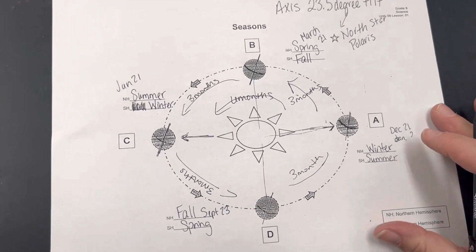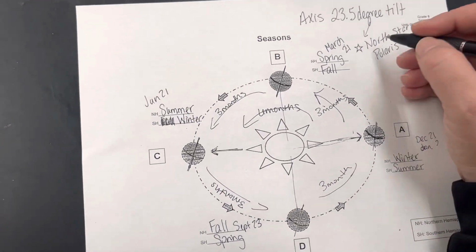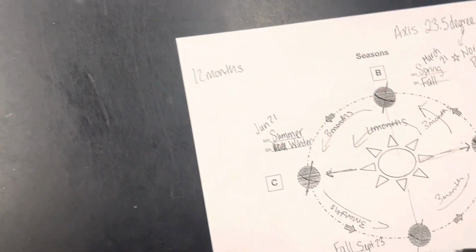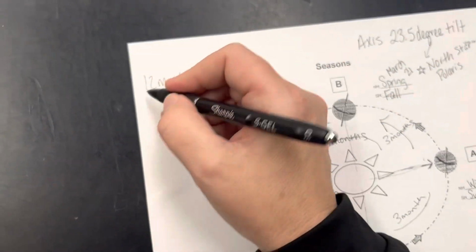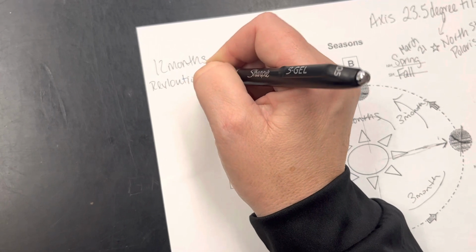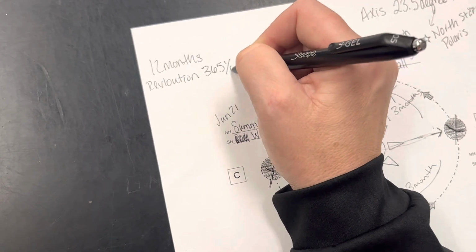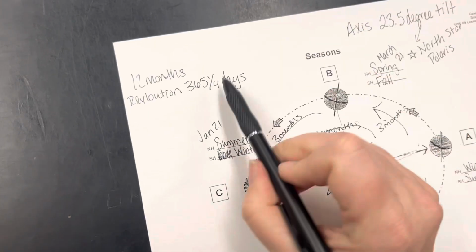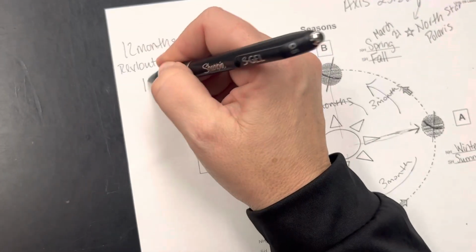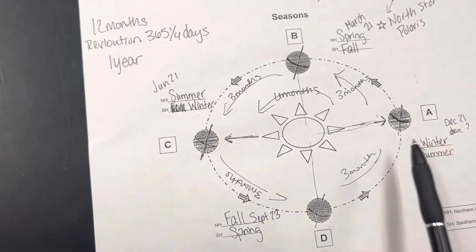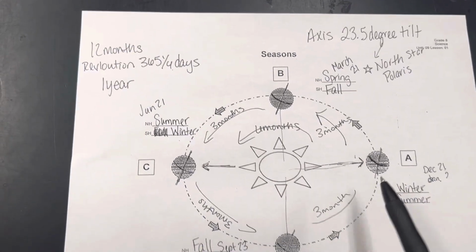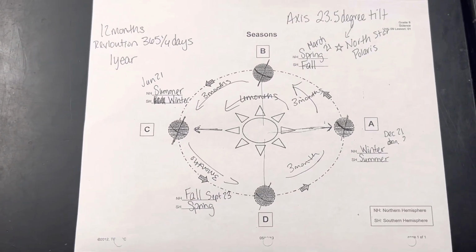We have 12 months in a year, so we have 12 months that make this beautiful revolution around the sun. The revolution takes 365 and a quarter days. Remember, we have leap year, so that's where that quarter day comes from. That equals one complete year. So from winter to spring to summer to fall and back to winter, voila, there are the seasons of the year. All right, see you later.